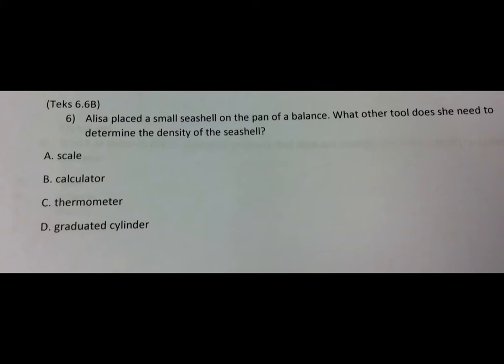Alyssa placed a small seashell on the pan of a balance. What other tool does she need to determine the density of the seashell? A. Scale, B. Calculator, C. Thermometer, or D. Graduated cylinder.